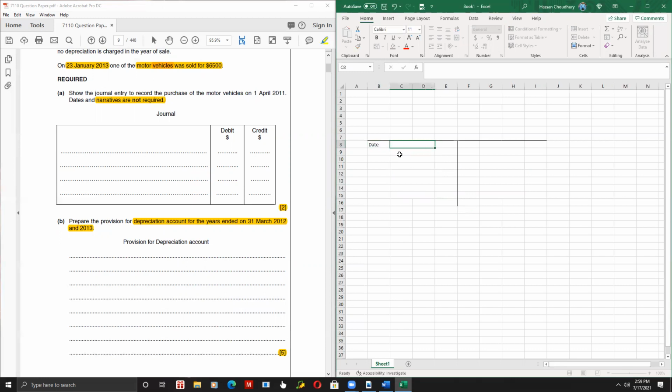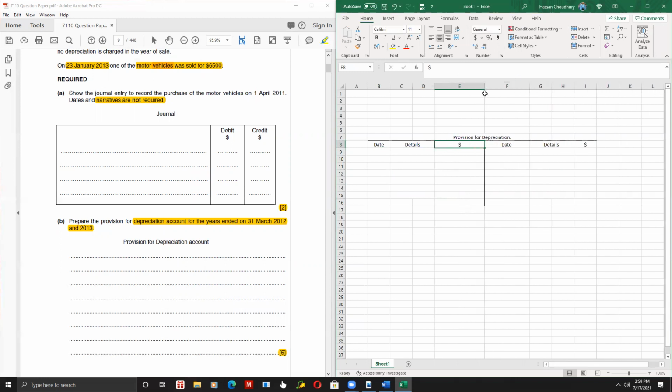So date, details, dollar, date, details, dollar. Okay. So here we go. Provision for depreciation account. Okay. So let's just expand that a bit here and here. Right. So let's just dive into it.